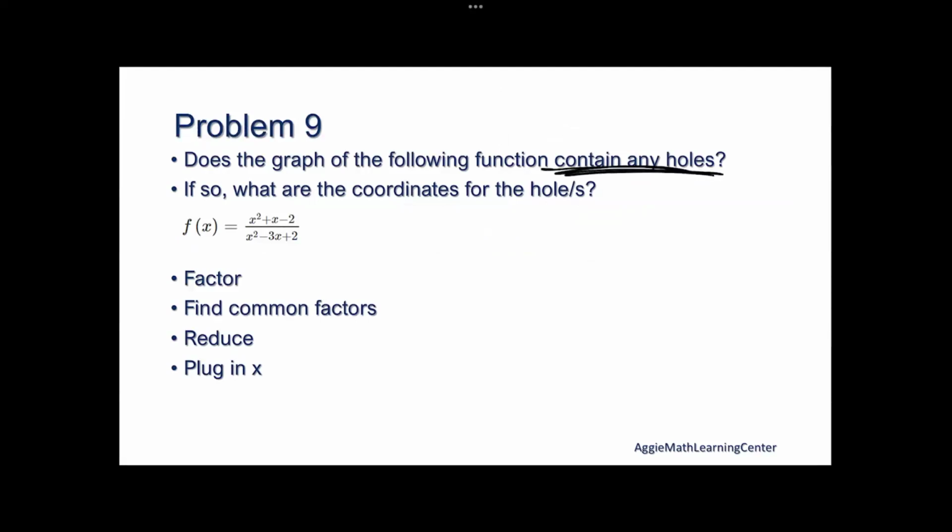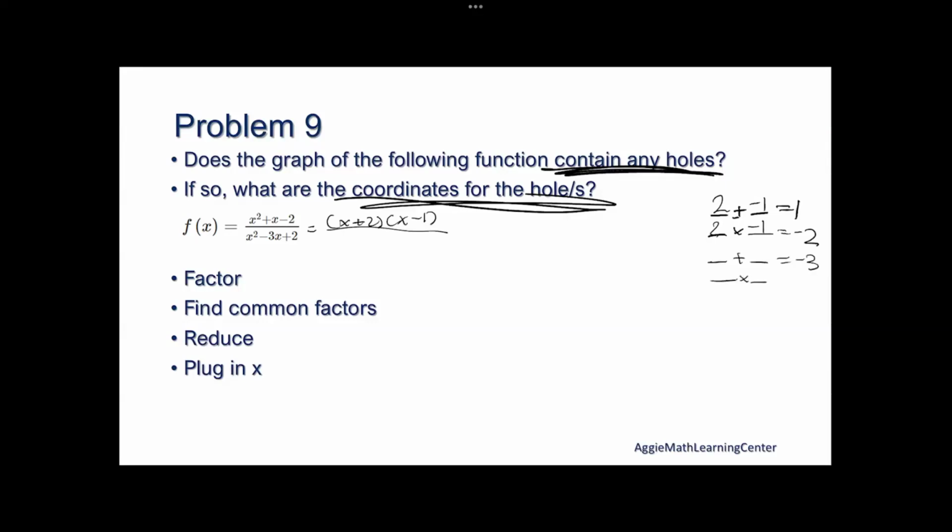Let's look at some examples really quick. The question is, does the following function contain any holes, and if so, what are the coordinates for the holes? What we want to do is factor it. We want something that adds to 1 and multiplies to -2. That's going to be 2 and -1, so this factors into x plus 2, x minus 1. Then we want something that adds to -3 and multiplies to 2. That's -2 and -1, so we have x minus 2 over x minus 1.